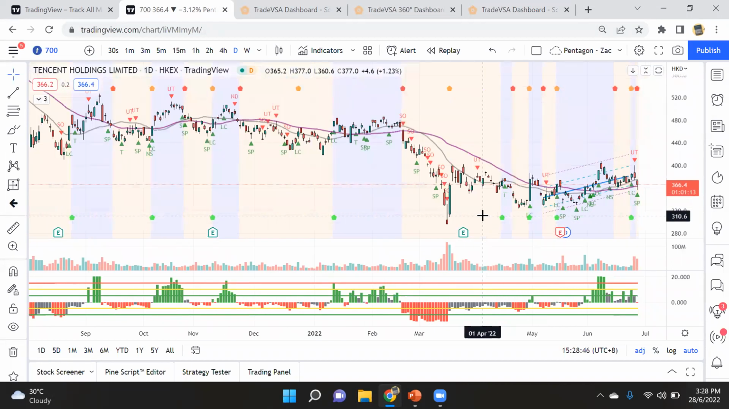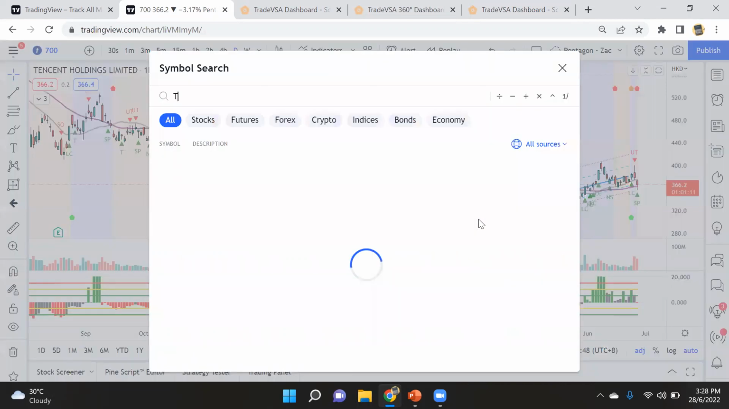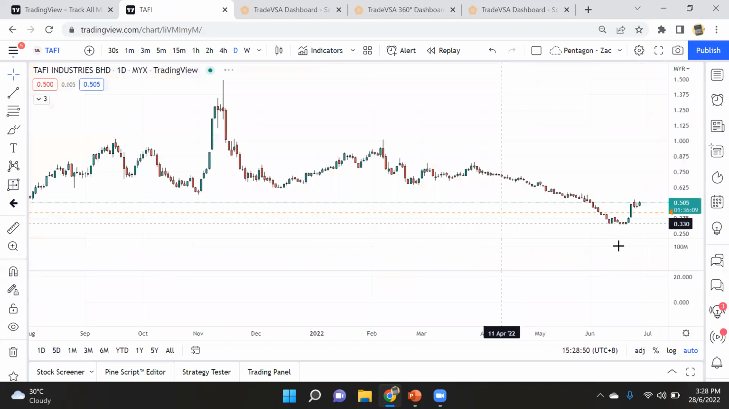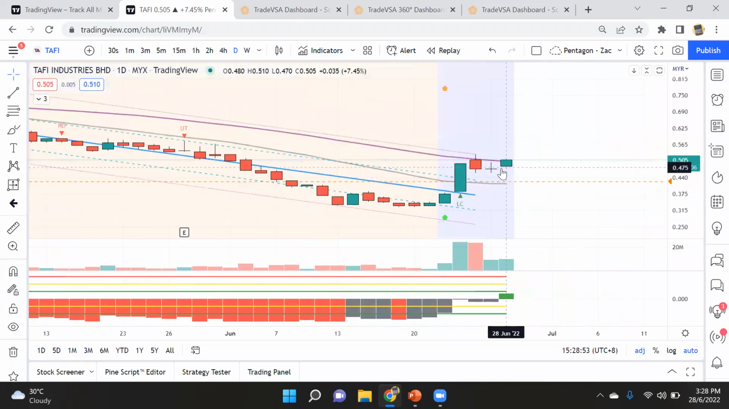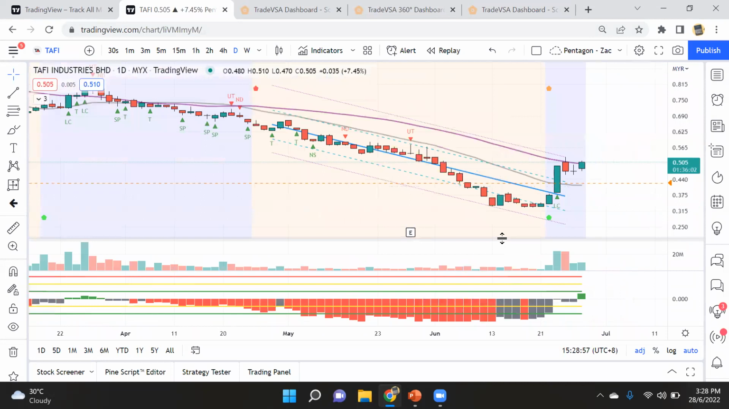Now if you look into the others, let's look into Tafi. Tafi is the one that we discussed the other day. So today again it's up around 7%. This is what I mean, that they have a very good profit for you to consider. Now if you realize, the trend line actually changed already. Again, the trend line is lagging. A few days later it will change according to the candles.